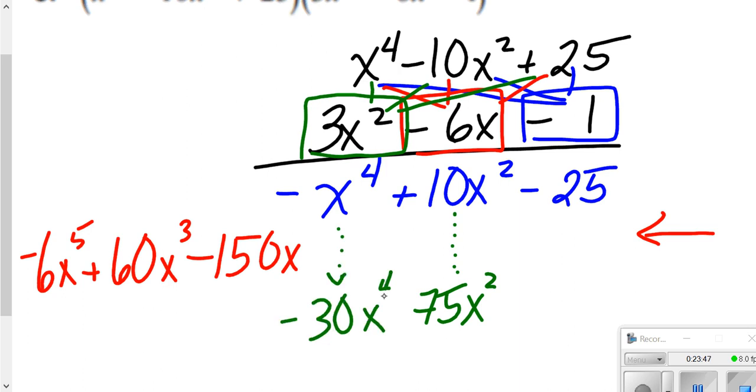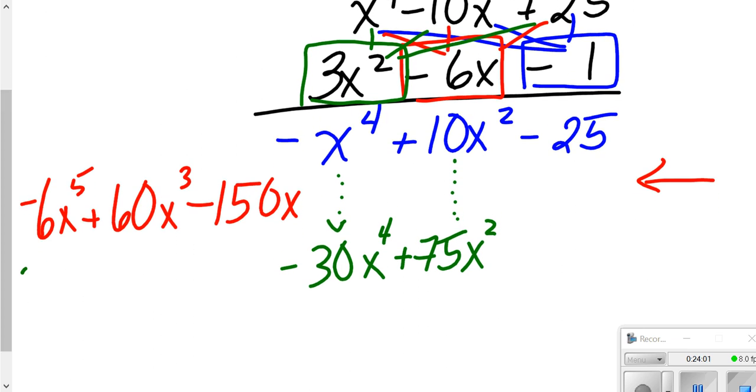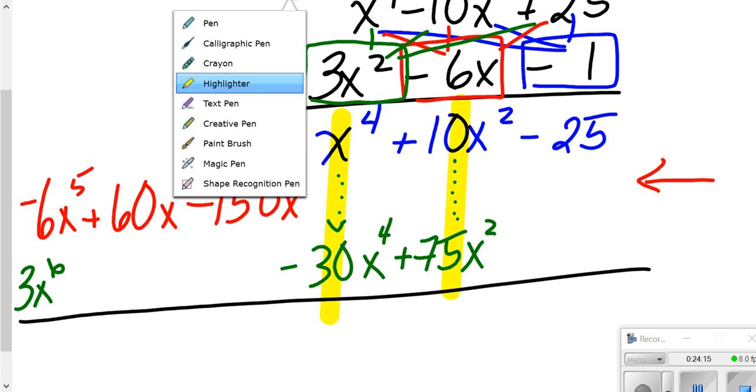And I forgot to write a positive in front of that 75, so I'll do that real quick. Then I have 3x squared times x to the 4th. And that will actually give me 3x to the 6th, and I don't have an x to the 6th, so I'm just going to squeak that out at the end. Now I'm going to write a big line, and I am now looking at this in a vertical sense. So I'm looking for things like here and here, where like terms combine.